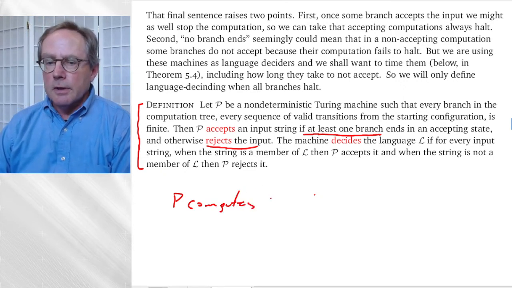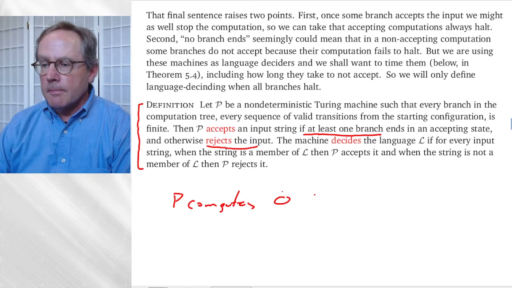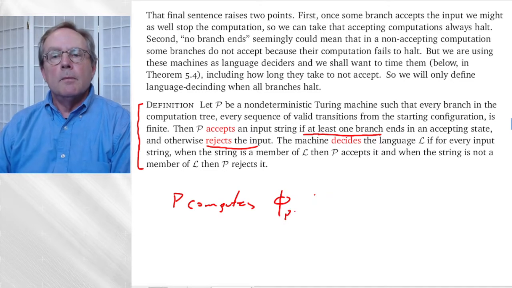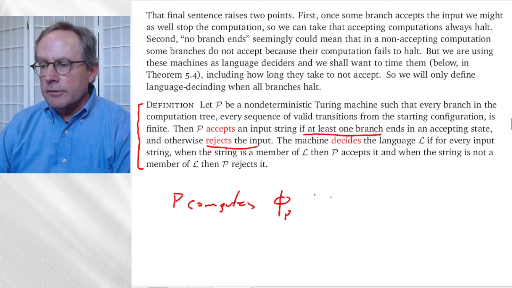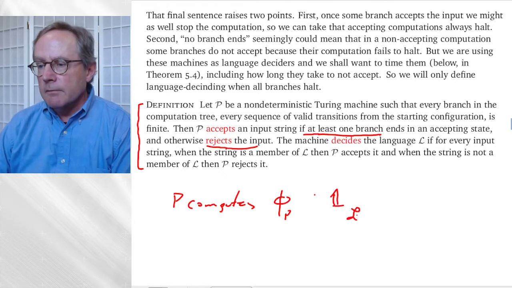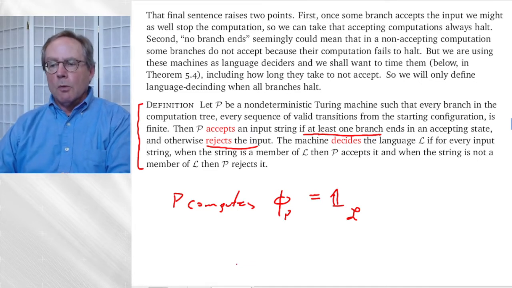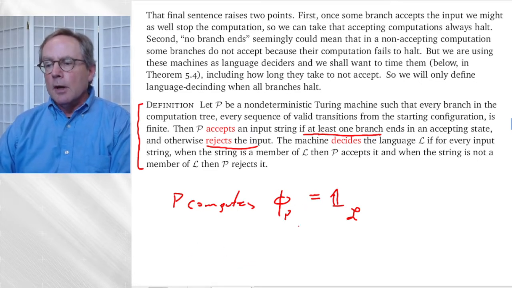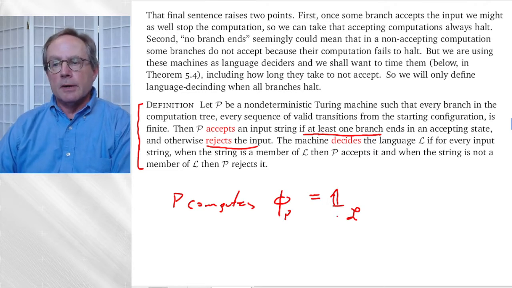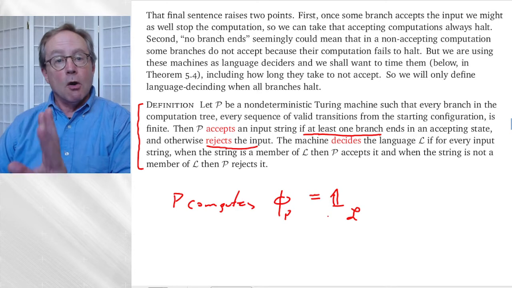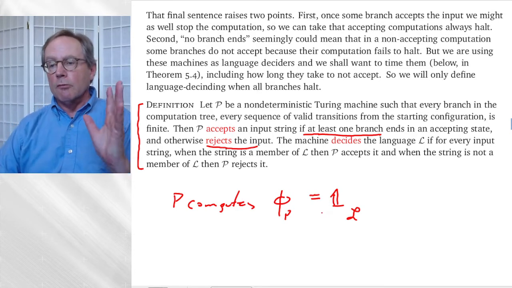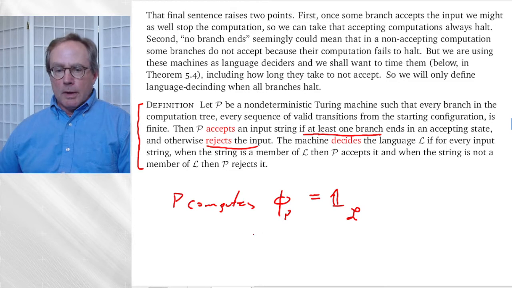P computes the behavior that is the characteristic function of the language L. P computes the characteristic function of the language L. So we end up with a function, namely φ sub P, that is the characteristic function of the language L. You get yeses, but you also get nos. That's what we mean by decider. So no recognizes, decides. Okay.